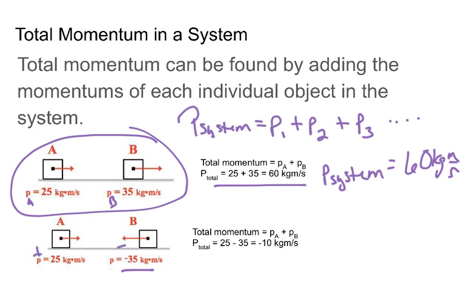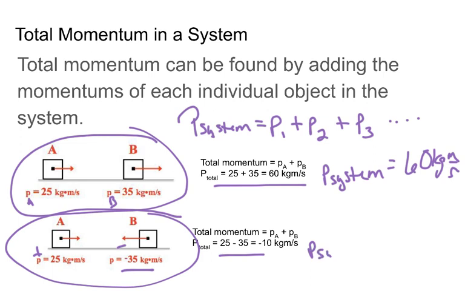So just like we added vectors before, we add momentum vectors the same way, because momentum is a vector quantity, so it has a size or a magnitude and a direction. So for the second case here, if we add those momentums together, we get a momentum of our total system of a negative 10 kilogram meters each second. And we'll talk some more about that total momentum and how that should change or remain the same next class period.